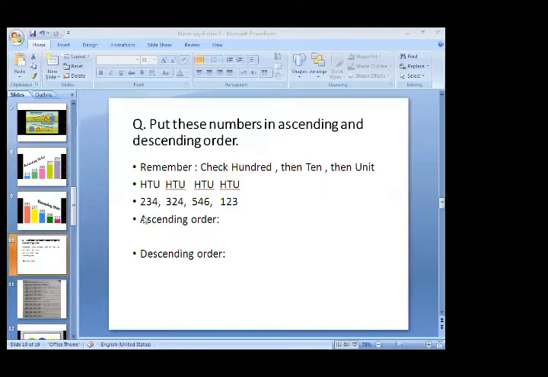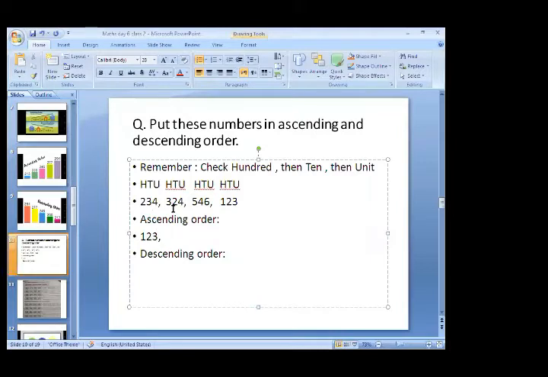So first we check the hundred place, which digit is smaller in the hundred place. 2, 3, 5, 1. Which one is smaller? 1 is smaller. So first we write 123. Then see, after 123, three numbers are remaining: 234, 324, 546.